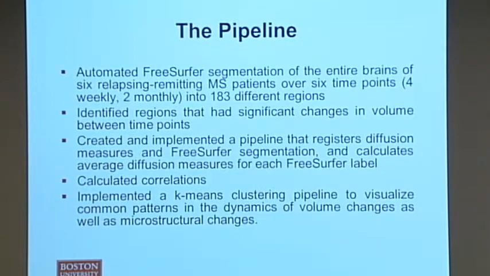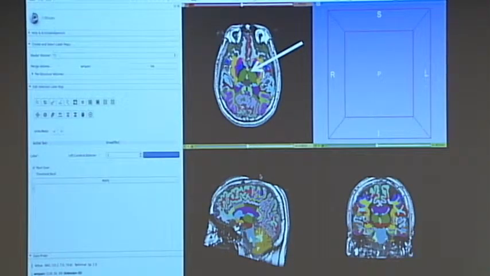And then we calculate correlations, k-means clustering. I'll talk about that in a second. So this is what a FreeSurfer segmented brain looks like. As you can see, each different area has a different color. And then what you do is you can calculate the volume taken up by a given color. And then you can also calculate the fractional anisotropy in this area. And that arrow is pointing to the axial side, which is what we work mostly in.